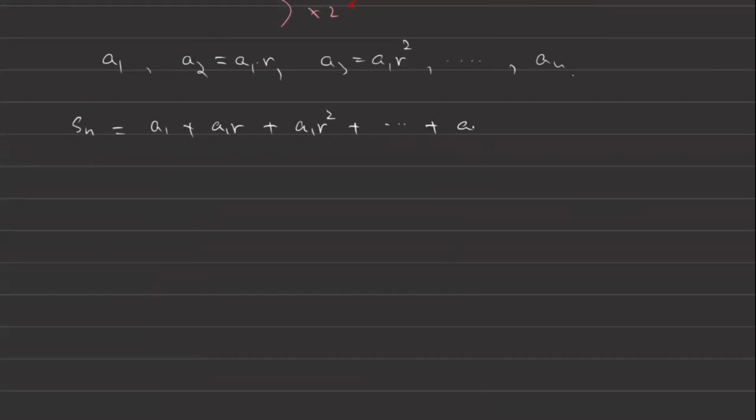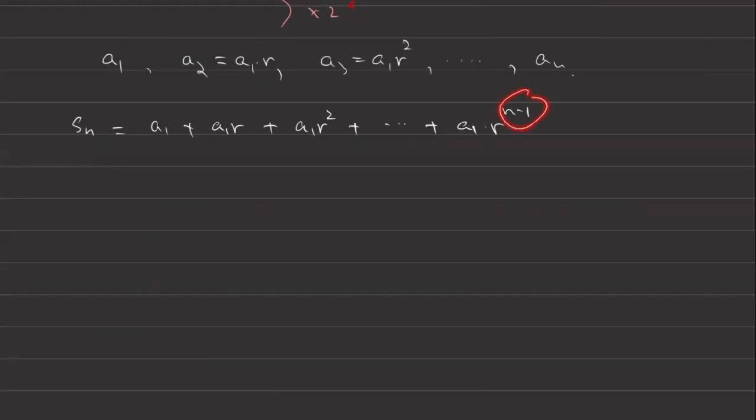Let's say you have A1 to be the first number, and then you have A2, whereas A2 equals A1 times the multiplier R. And then you have A3, which equals A1 times the multiplier R 2 times. And then so on and so forth until you have An. Given a series like this, the sum is written as A1 plus A1R plus A1R squared plus ... plus An, which is A1 times R to the n minus 1.